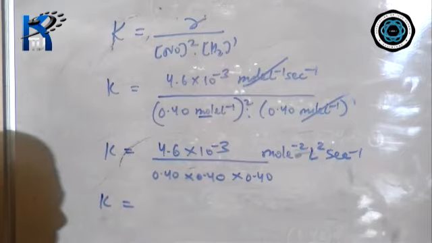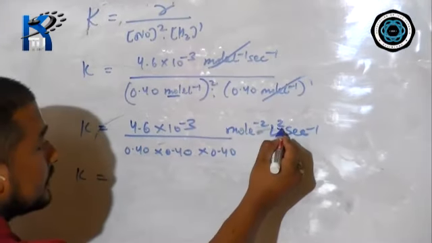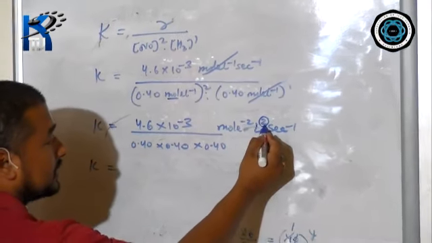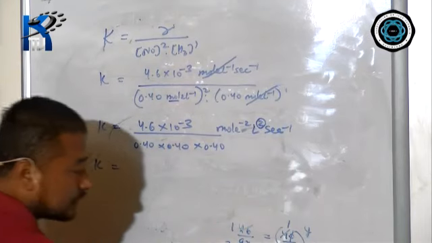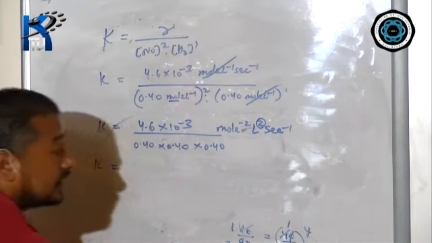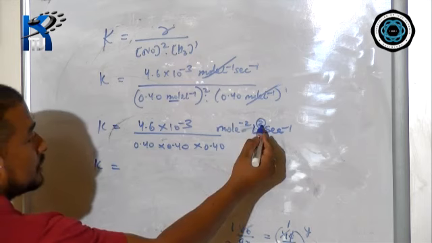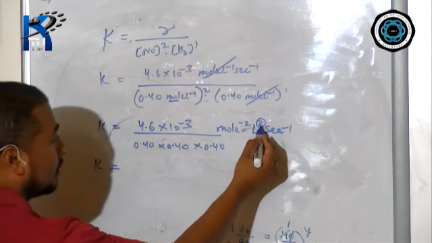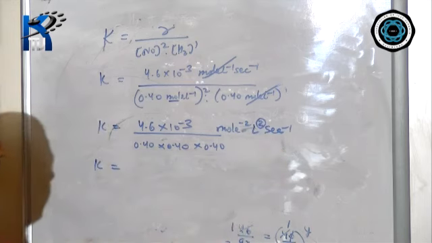As I said in my last class, whatever is the power of the liter, add 1 to get the order. Just now we came to know the order of the reaction. Since the power of the liter is 2, add 1, so the order will be 3. That means we are going correct.